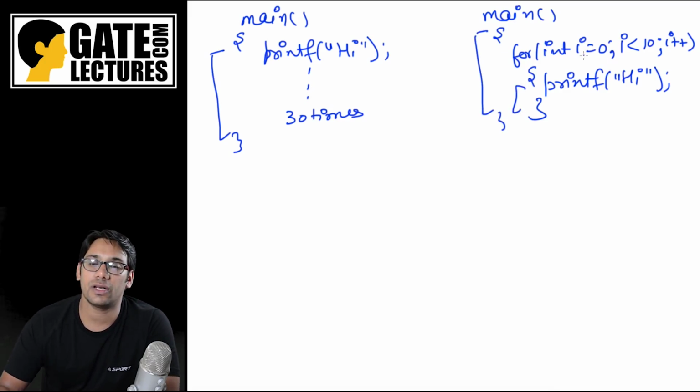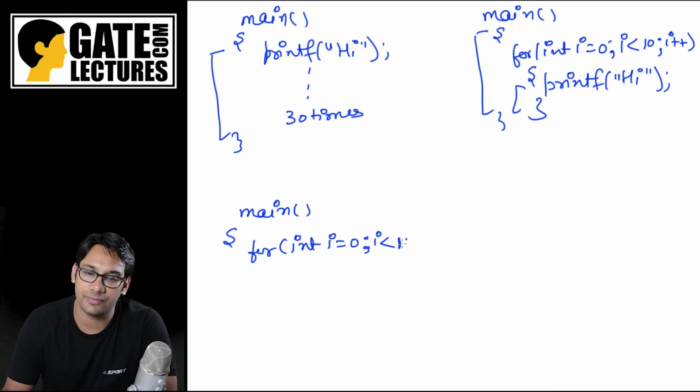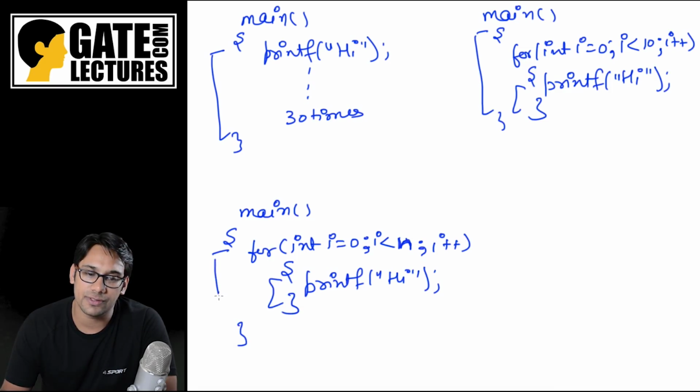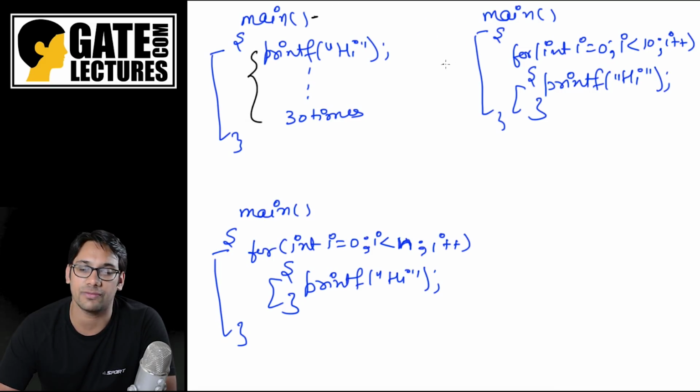Okay, and then we are also having some other program which is main, for int i = 0, i < n, i++, and then this printf statement, printf hi. Now in these two programs, I'm going to ignore the time taken to execute the main function itself. So I'm just going to see what is the time for these printf statements.